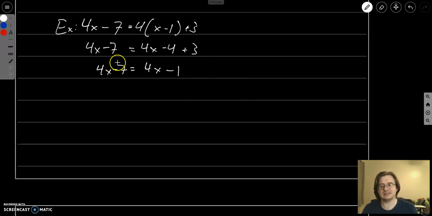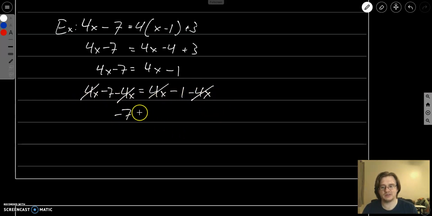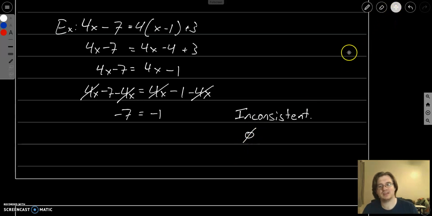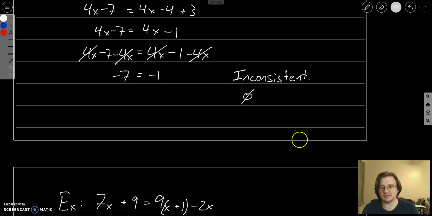equation, because the left and the right-hand side look nearly identical, but they've changed just a little bit. So let me show you how I know this. I am going to get rid of the 4x by subtracting 4x on both sides. What happens when I subtract 4x? Those will cancel, and those will cancel, and I'm left with minus 7 is equal to minus 1. So this is inconsistent. And then the solution set is empty, because negative 7 is never equal to negative 1.